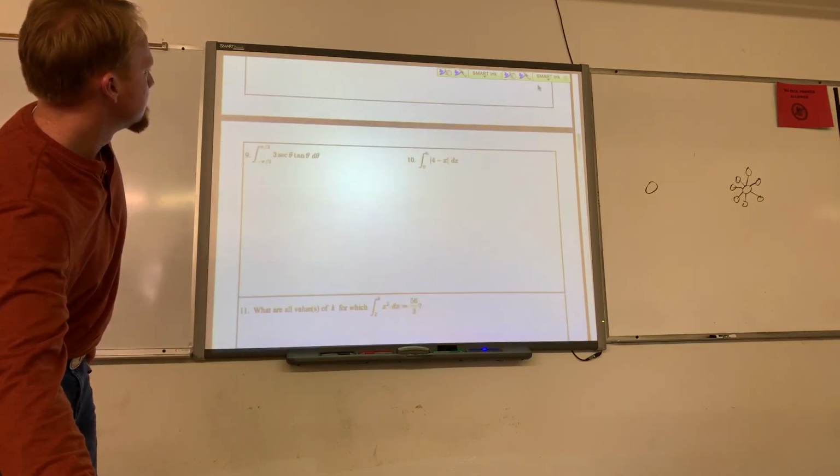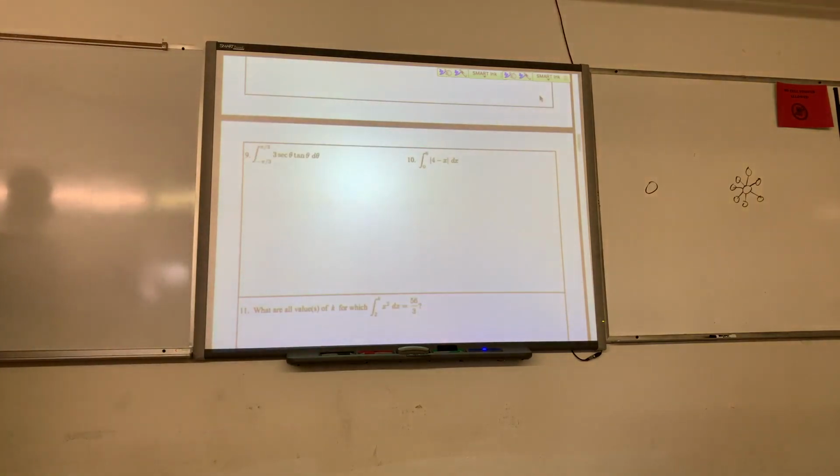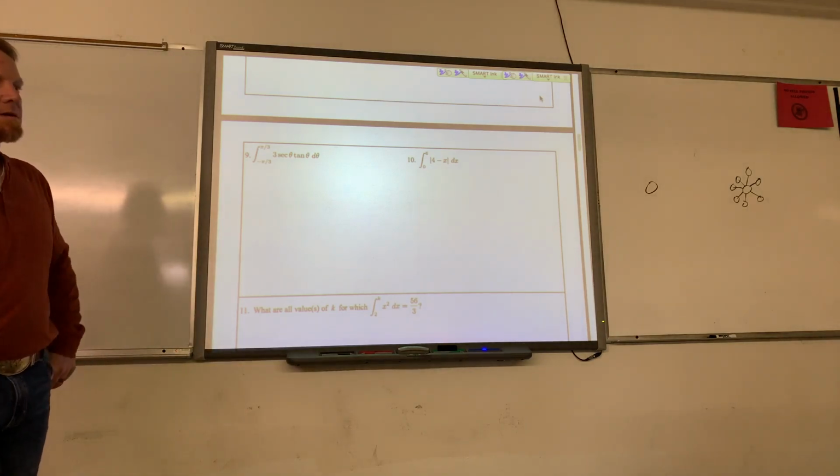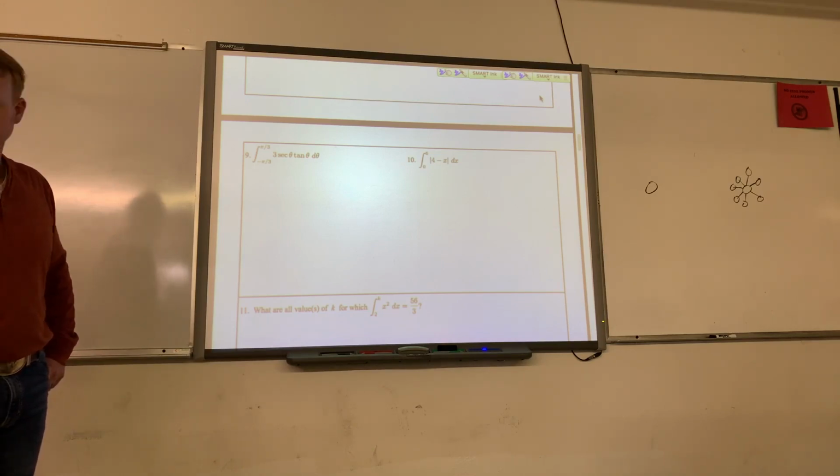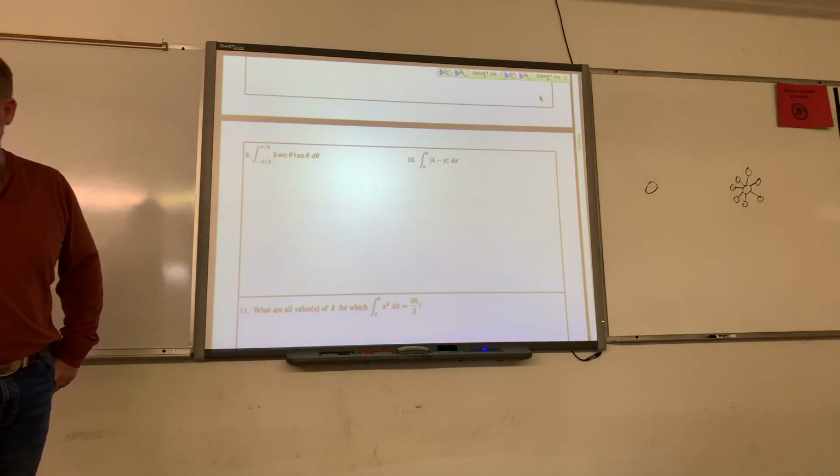Also, on functions like these, what does the instruction say? It says to evaluate the indefinite or definite integral. If they don't give you limits, you just integrate it and then you put plus C. Don't forget your plus C.